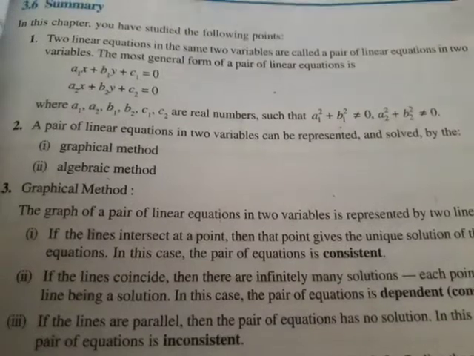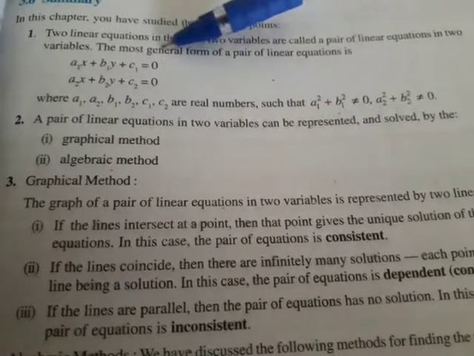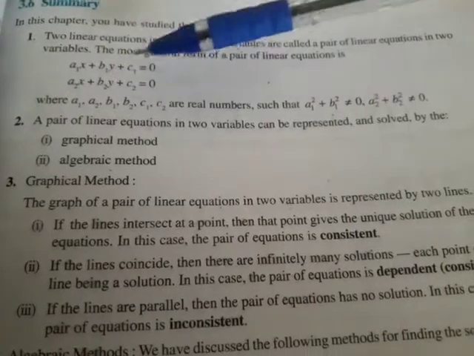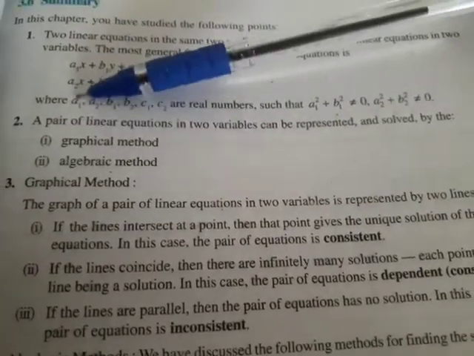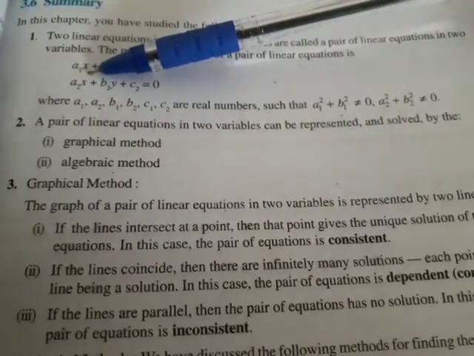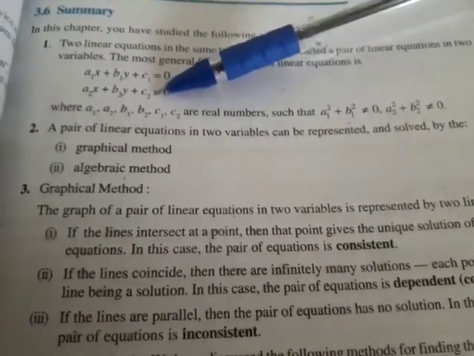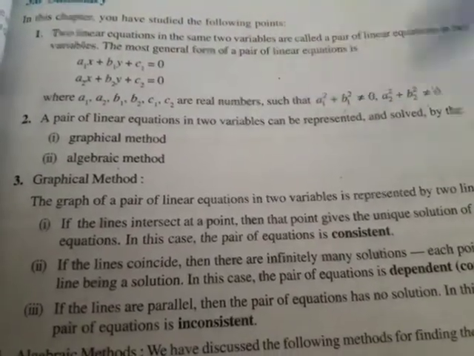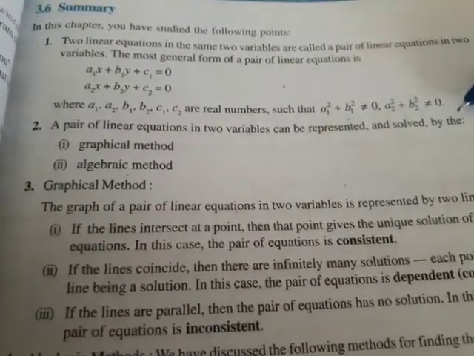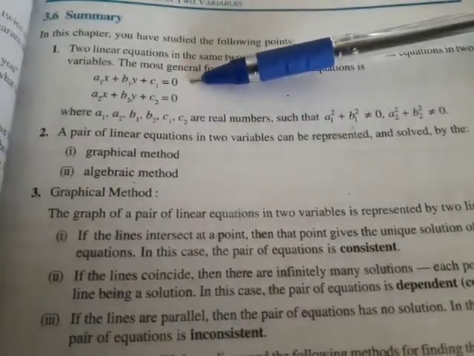First, two linear equations in the same two variables are called a pair of linear equations in two variables. What is the general form of a pair of linear equations? a1x plus b1y plus c1 equals 0. a2x plus b2y plus c2 equals 0. What is a1? a1 is the coefficient of x, b1 is the coefficient of y, c1 is a constant. And a1, a2 are real numbers such that a1 square plus b1 square should not be equal to 0, and a2 square plus b2 square should not be equal to 0. So this is the general form of a pair of linear equations.